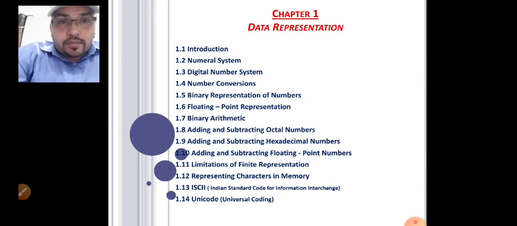In the previous chapter I taught you about different types of number conversions. In today's lecture I will teach you how binary data is represented, or we can say the binary representation of numbers. In this section we will study different types of binary representations. So without wasting much of our time, let us start today's lecture.